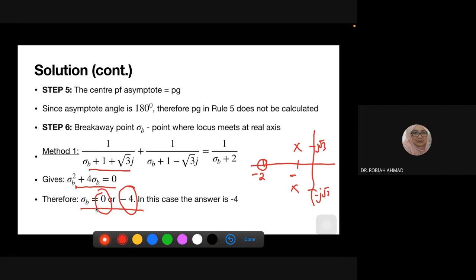Bila kita buat yang ini, so therefore breakaway point in this case is minus 4. Okay, kenapa minus 4? Sebab tadi kita dah buat, kita kata root locus will be on the left of minus 2. So minus 4 sampai ke sini.